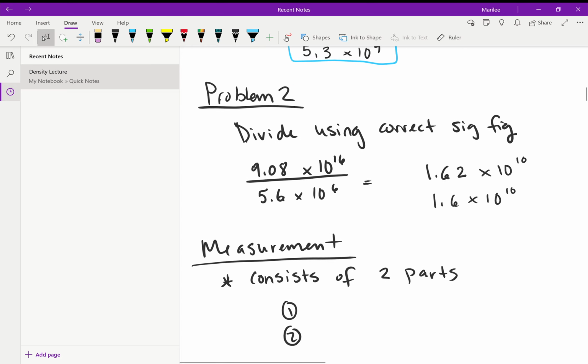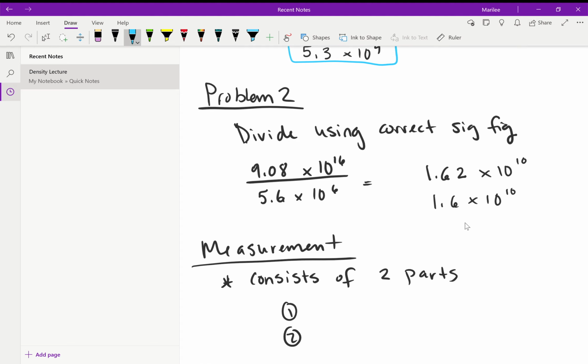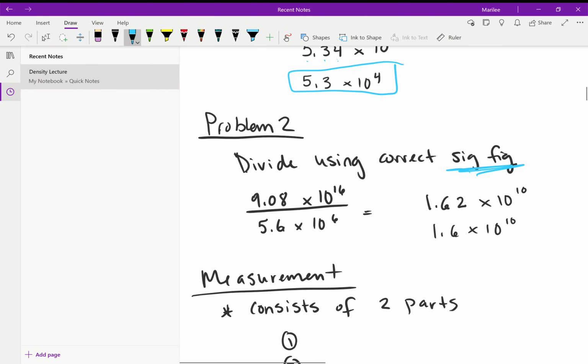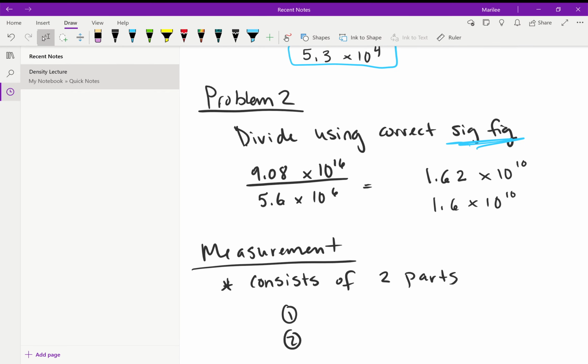Problem 2, it says divide using correct significant figures. Again, we're working on sig figs here, so I already worked it out for you. We have 9.08 times 10 to the 16th divided by 5.6 times 10 to the 6th. As you can see here, multiply and divide are the same rule. We have to use the least number of significant figures.